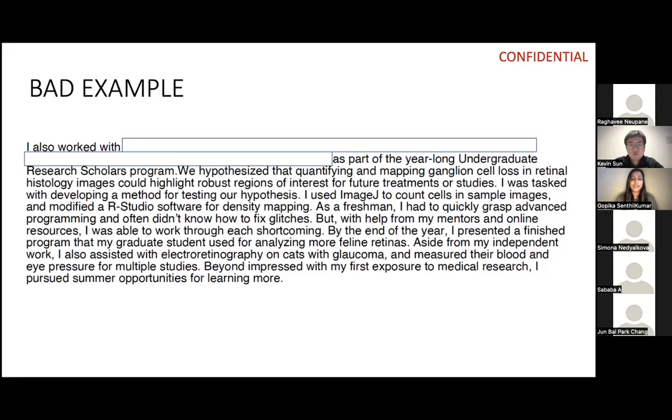Okay. And I think the main other thing that's missing is, I'll just say at the end, "beyond impressed with my first exposure to medical research." That's all this person says, right? So, what did they learn from it? What about the research did they like? A more eloquent way of saying it is, through this experience, I learned how to apply my engineering skills to answer medically related or medically important questions, right? Something along those lines where you can tie what you learned and what you did to realistic conclusions about what it taught you, and then what you're going to do in the future.